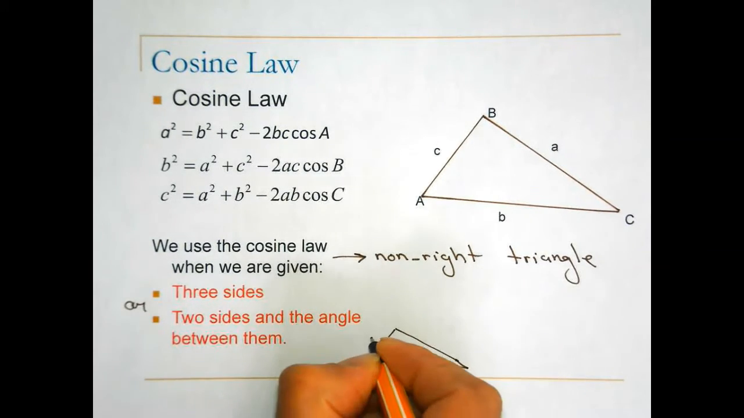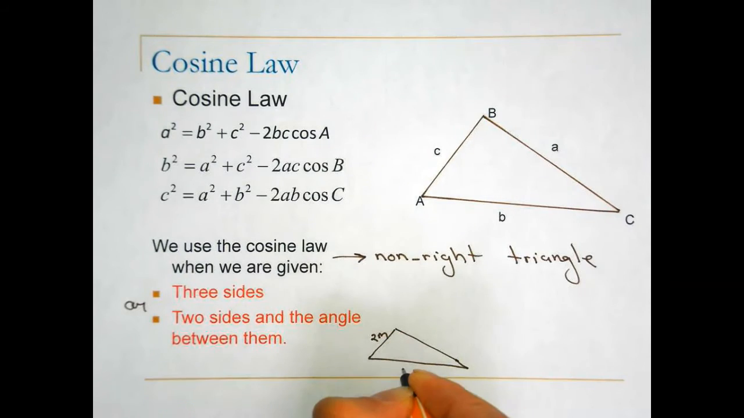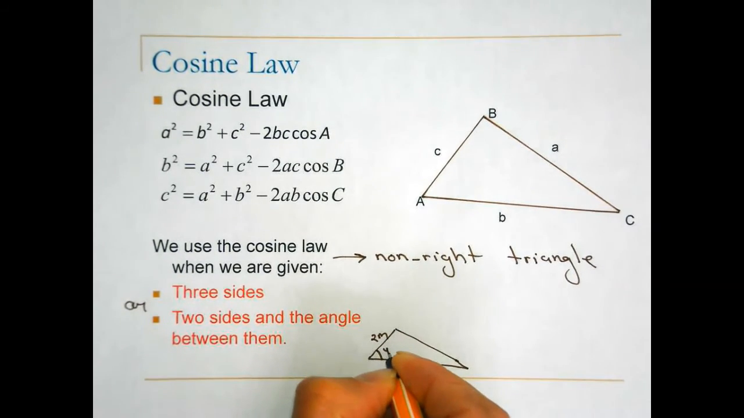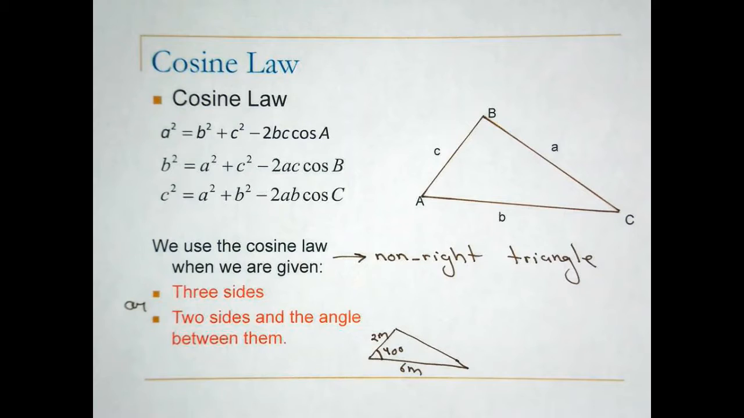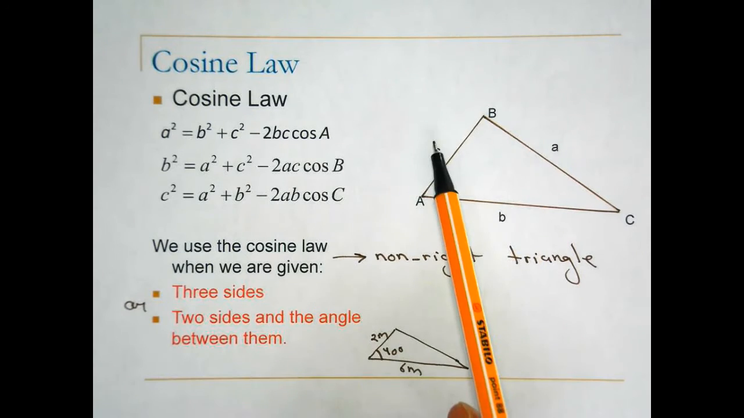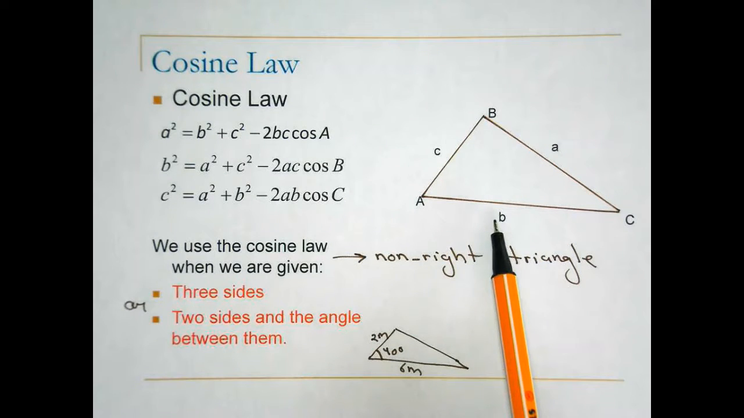For example, we knew 2, 6, and we knew this angle was 40 degrees. So if we had two sides and the angle contained, we could not use sine law and we had to use cosine law. Now you could use the cosine law for each one of the three sides.